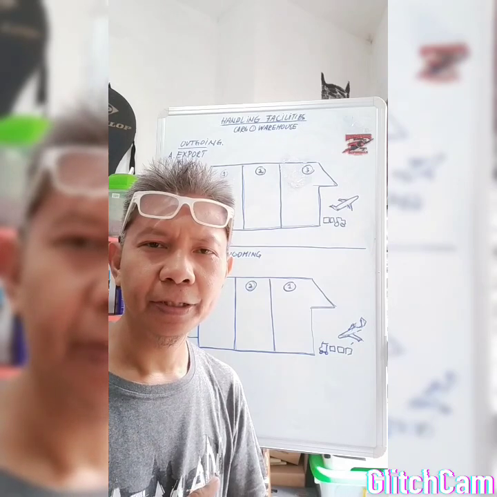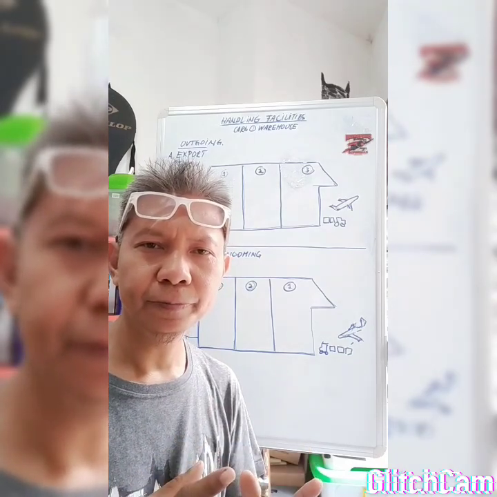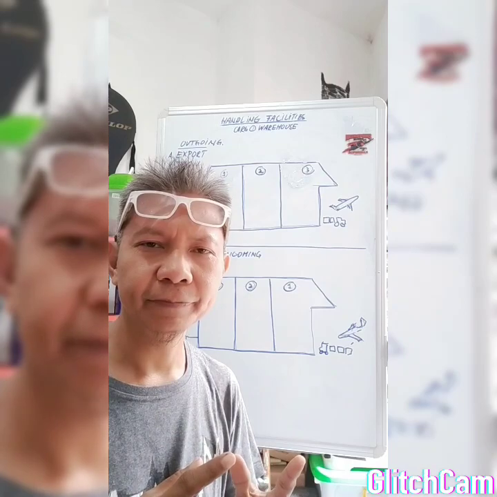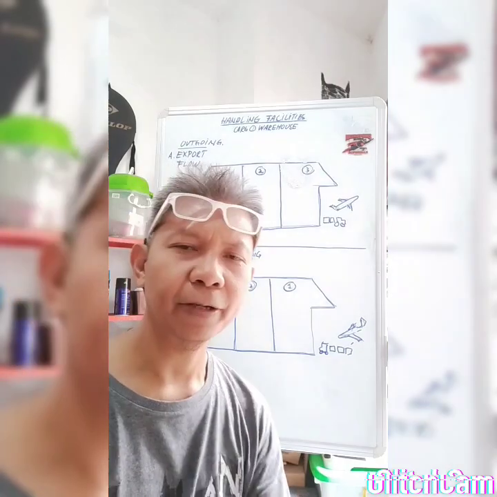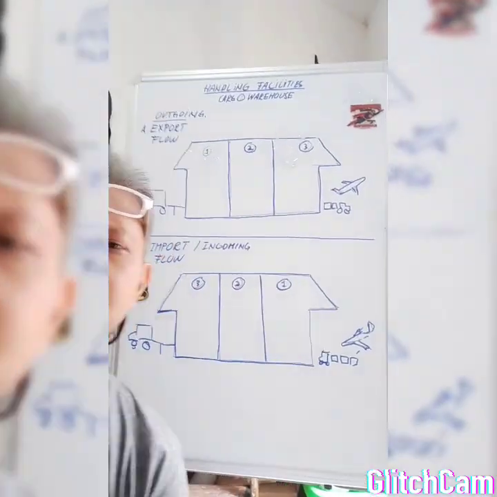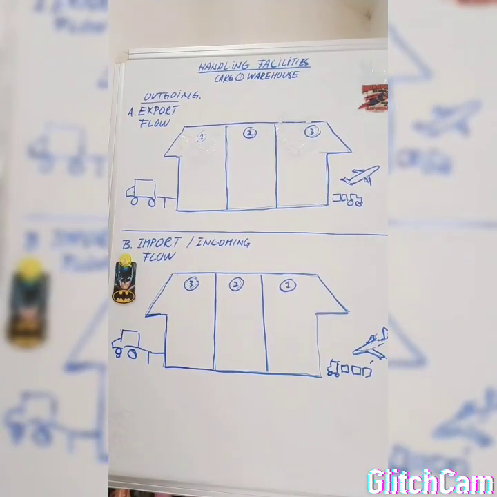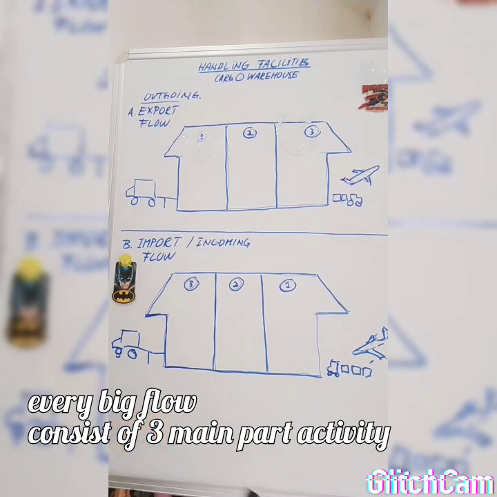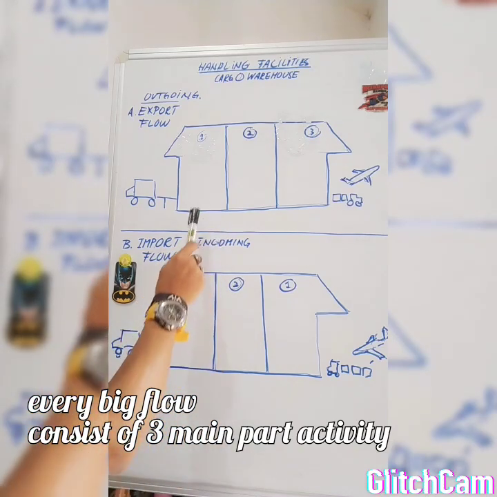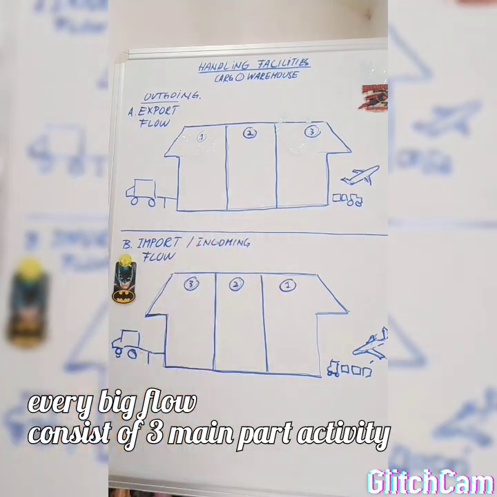So I will show you the simple facilities of the warehouse. Take a closer look at this picture. You can see every area, either export or import, is divided into 3 quadrants: 1, 2, 3 for export and 1, 2, 3 for import. So how about the export flow?